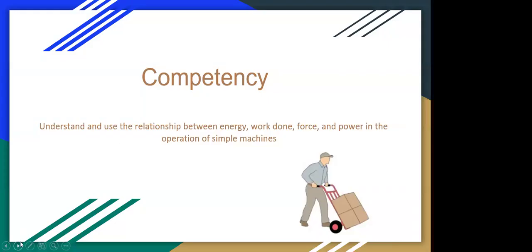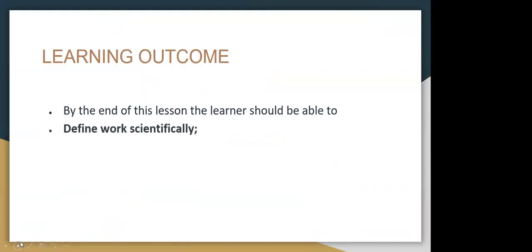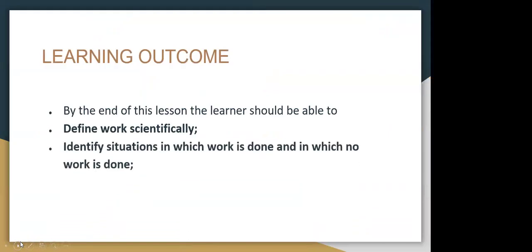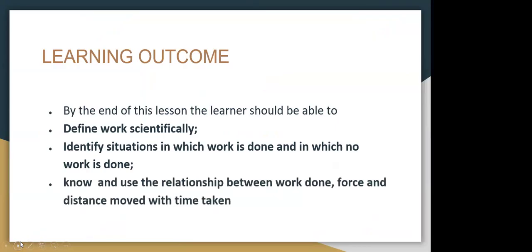I think now people have finished. So I was looking at the learning outcomes and we said the first one, you must be able to define work. You must be able to identify those situations in which work is done and in which work is not done. The last one is knowing and being able to use the relationship between work, force, and the distance that is being moved. Those are the key things we are going to be looking at in our lesson today.